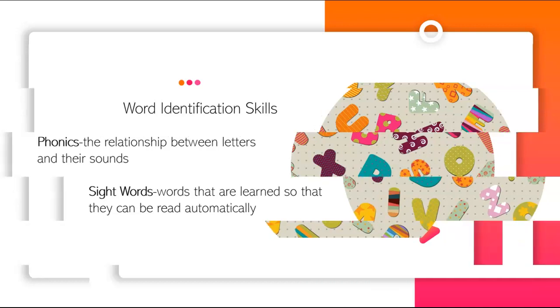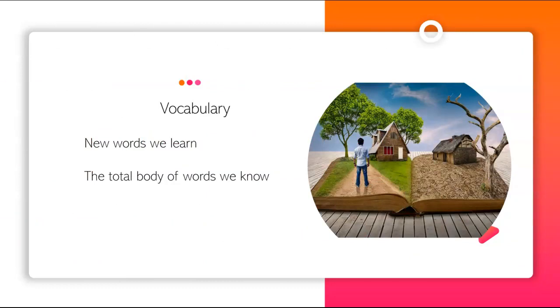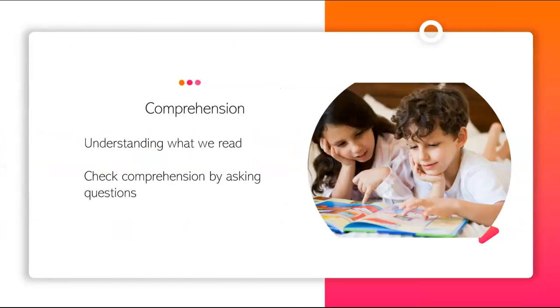There are 2 ways we can think about vocabulary. First, it's the body of words that we know as a whole. And second, vocabulary instruction focuses on new words that children learn the meaning of and then are able to use in their speaking and writing. Comprehension is understanding what we read and is crucial to the reading process. Children need to develop their skills in each of these areas in order to be successful readers.